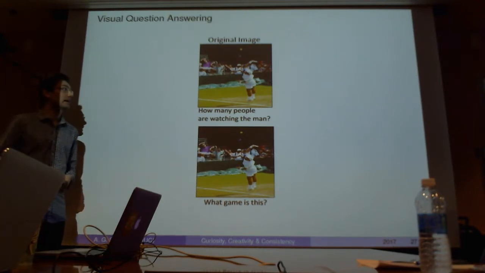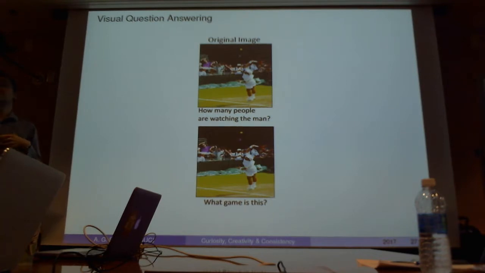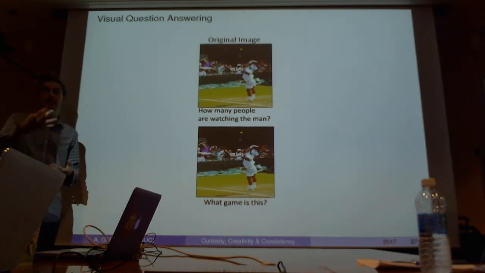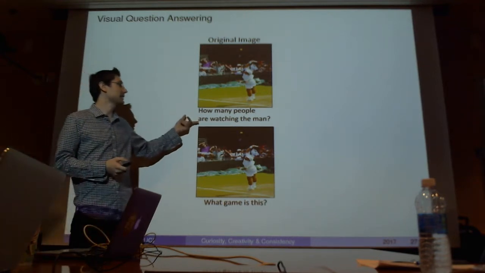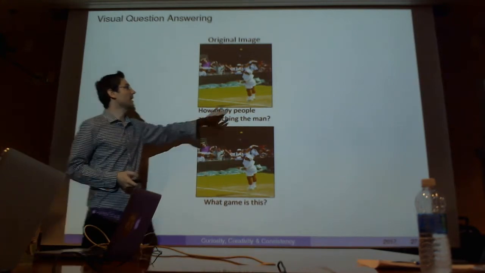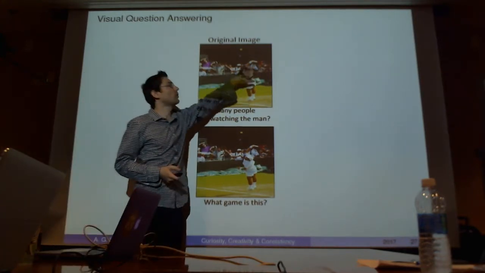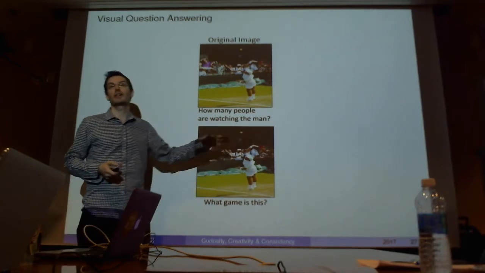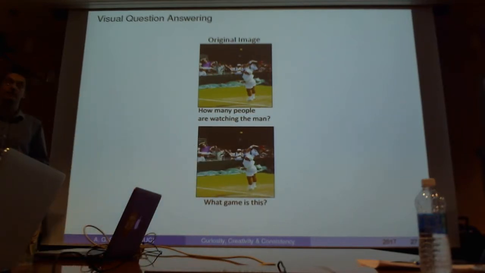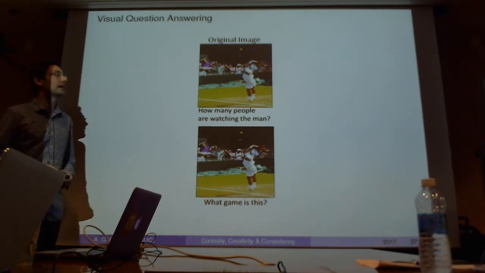Now, importantly, what we are interested in is we don't want to just answer that question. We want the algorithm to focus, like a human does, on specific parts of the image, right? If the question is how many people are watching the man, then I don't care much about the man. I care more about what is happening in the background, as opposed to what game is this, where I probably look at the man in the foreground, right? And we want systems like deep learning systems that do similar things.